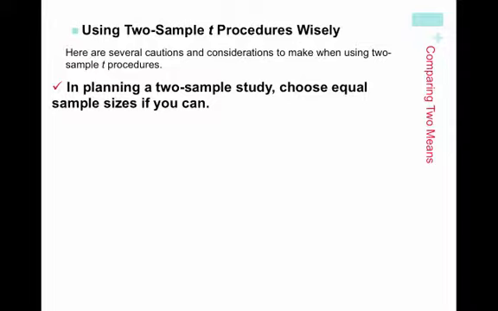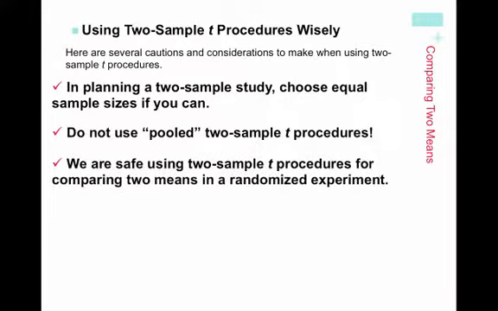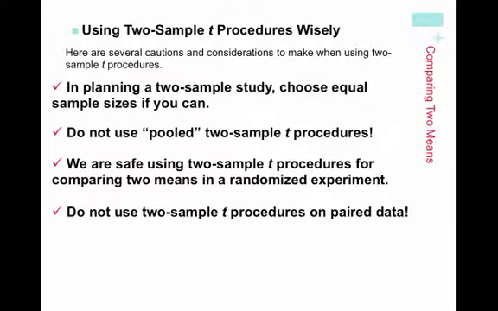Some cautions and considerations to make. In planning a two-sample study, you should choose equal sample sizes. It gives you better things to compare. We never use pooled two-sample t procedures. Never, never, never pool. This is only for proportions. We're safe using two-sample t procedures for comparing two means in a randomized experiment. But we don't use two-sample t procedures on paired data.